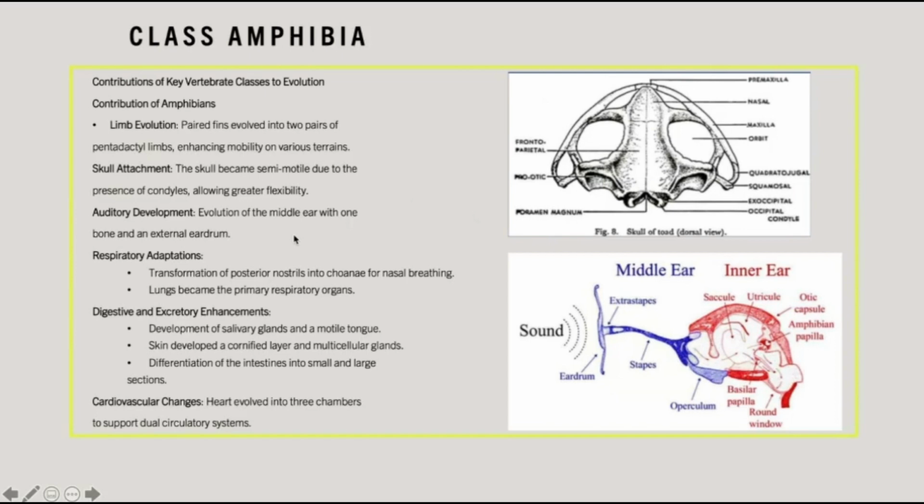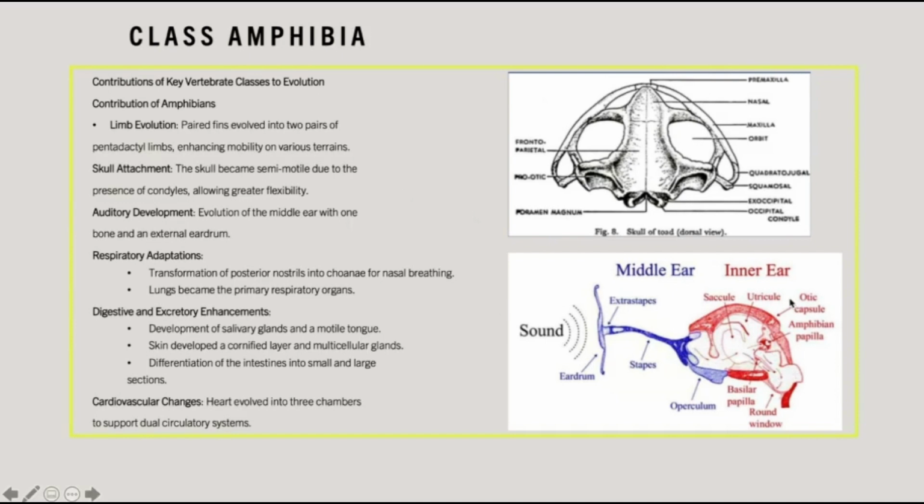Okay, so their ear also became a bit more developed. We as mammals, as humans, have 3 parts of our ears, right? We have our outer ear, which is the part that you can touch, otherwise known as the pinna. Then we have our middle ear, which contains our eardrum and transports the vibrating molecules. And then we have our inner ear.